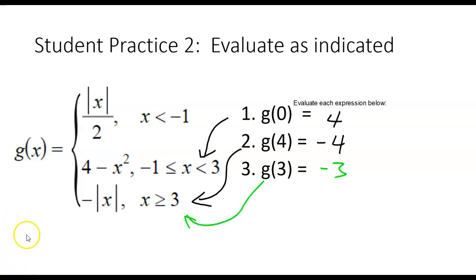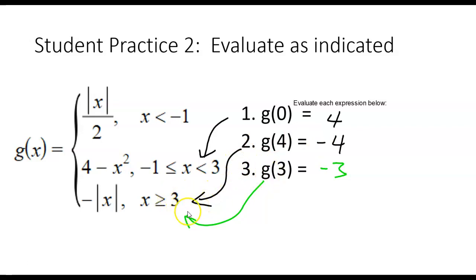And there you have it. So I drew some arrows to show you which piece to use. So for the first one, g of 0. 0 is between -1 and 3, so we would use the middle piece. And if you plug 0 in for x and solve, you'll get 4. For number 2, we're doing g of 4. G of 4 would go into the bottom piece because it's greater than or equal to 3. And so if you plug 4 in, the absolute value of 4 is 4, but there's a negative in the front, so it's -4.